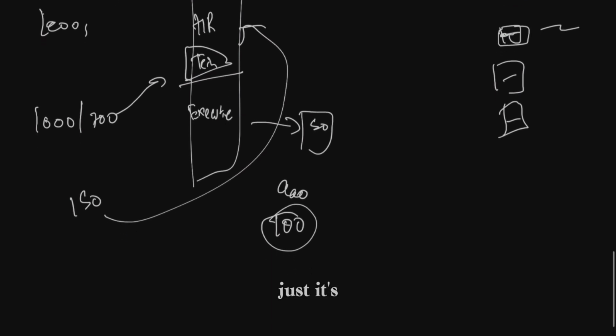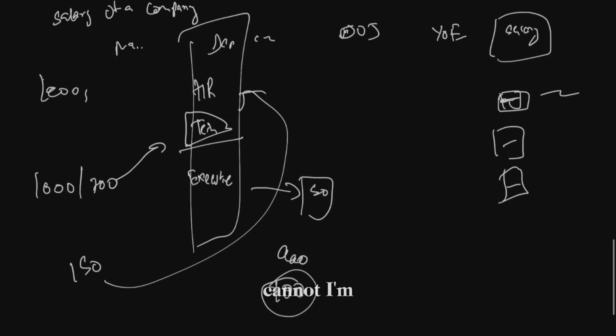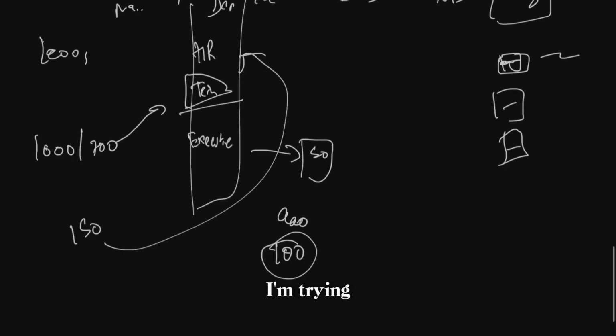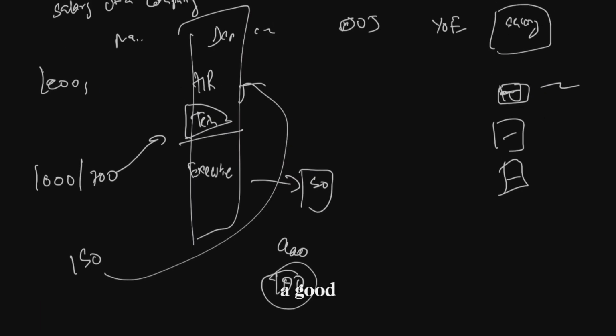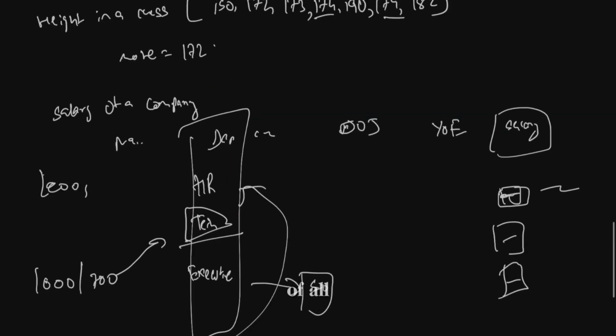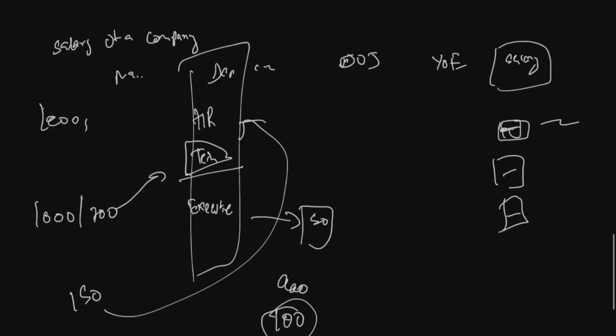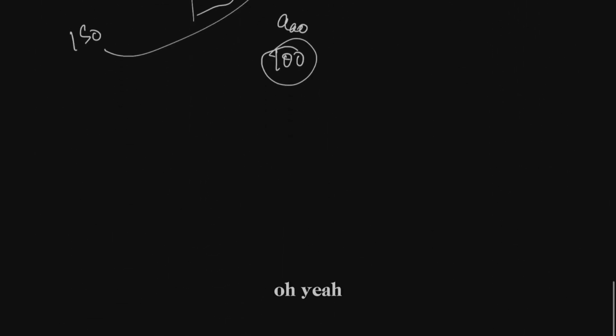Just as a small gist, it's a very vast subject, and I know I'm not an expert in this subject. I'm trying my best to give a good example so that you will know what the use of all these things is, of measures of central tendency, of mean, median, mode, and how you will use them in a practical scenario. I think this is it for that.